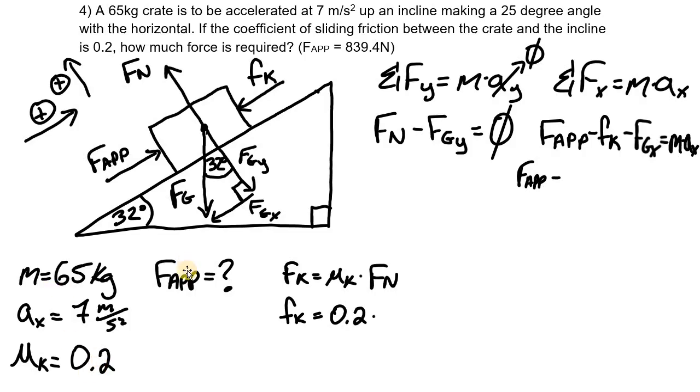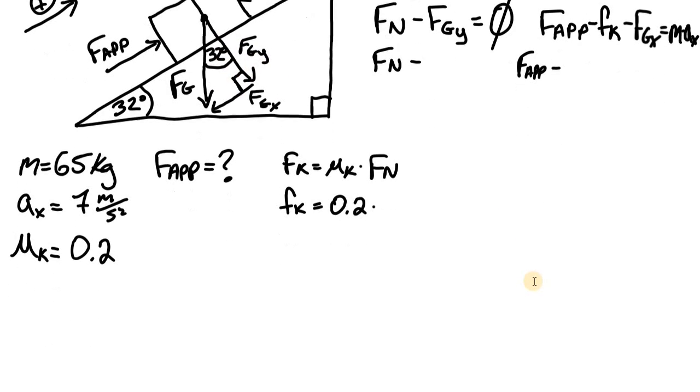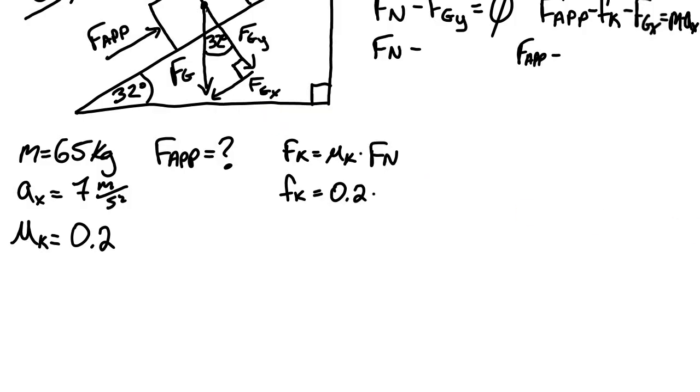Well, we don't have Fn over here, but we do know that we have Fn over here. So we have Fn minus our Fgy. We don't have Fgy over here, but we do have Fgy over here. So I'm just going to scroll down a little bit and just redraw our triangle down over here.